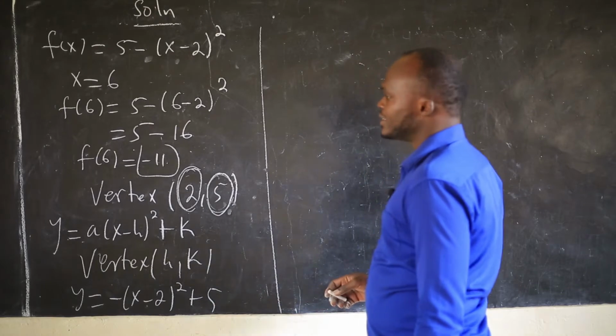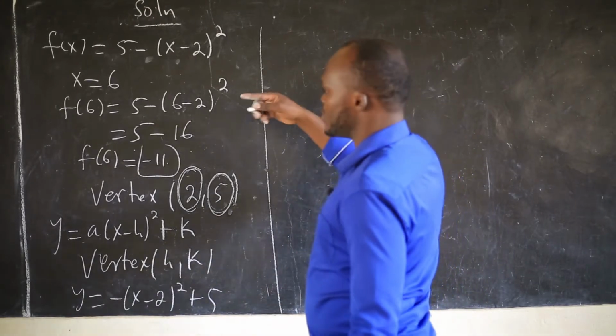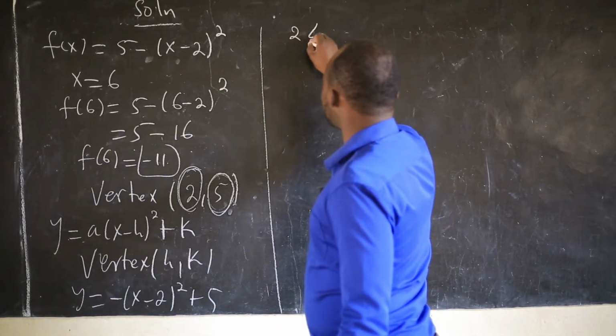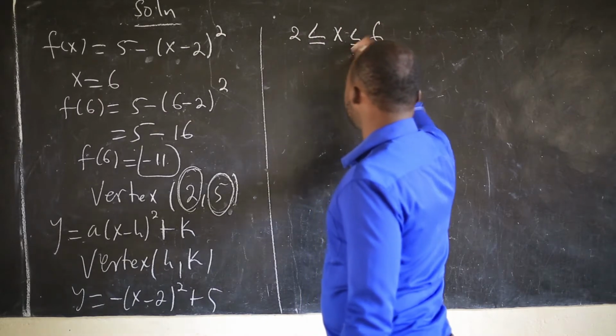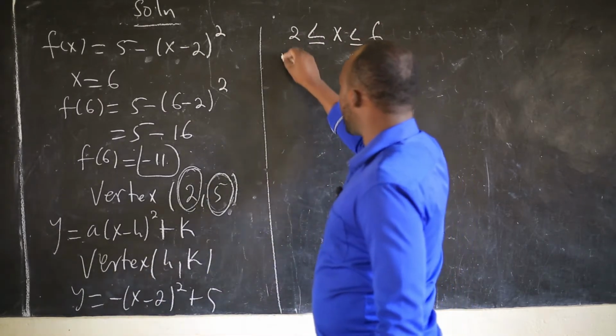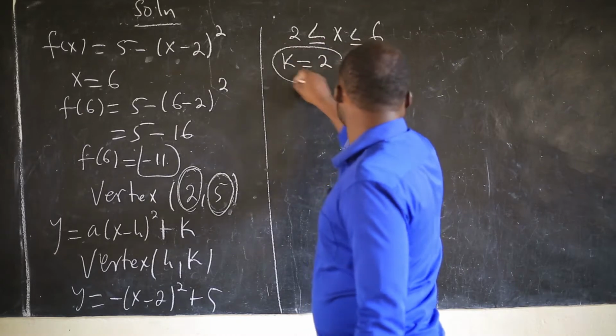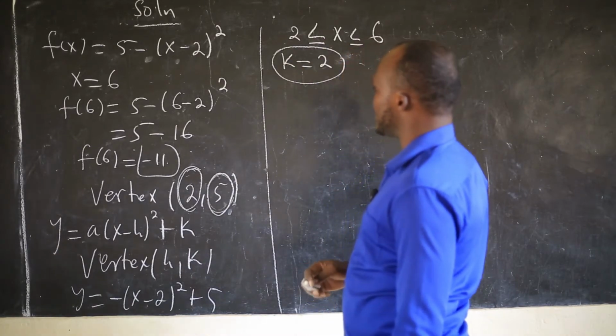So meaning that the possible value of k will be equal, that's the domain will be 2 less than or equal to x, less than or equal to 6. So meaning that our k will be 2. For example, that can be made clear when we sketch.